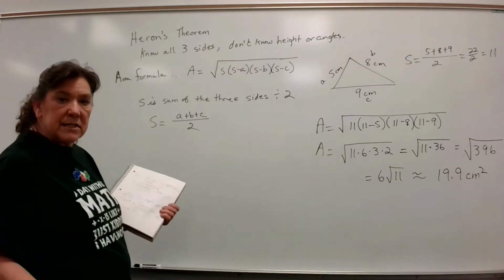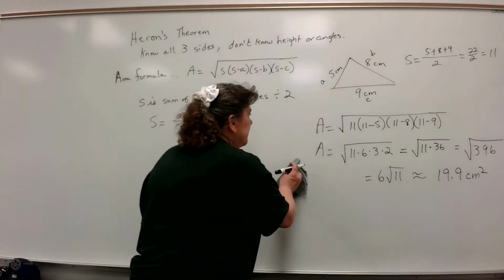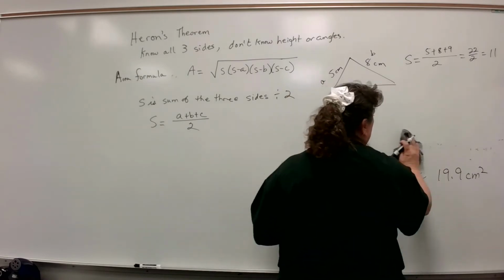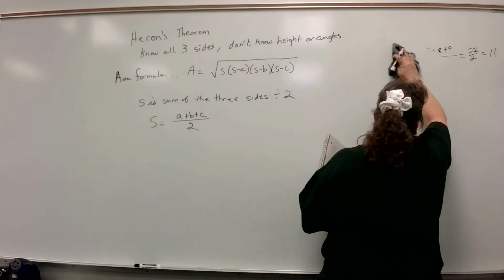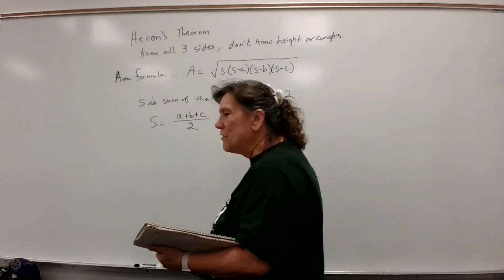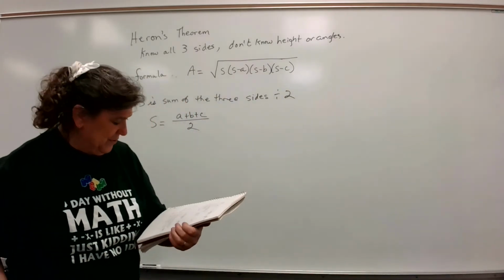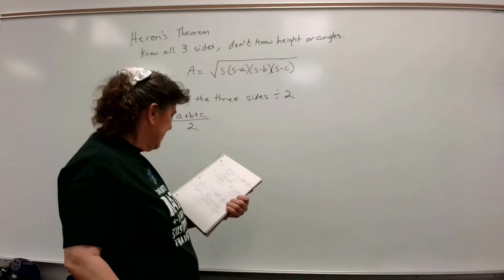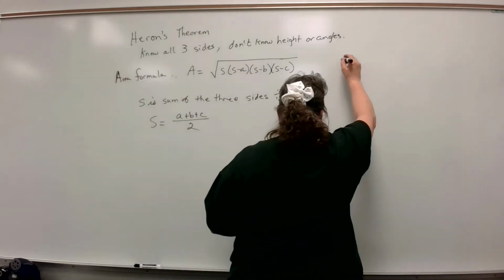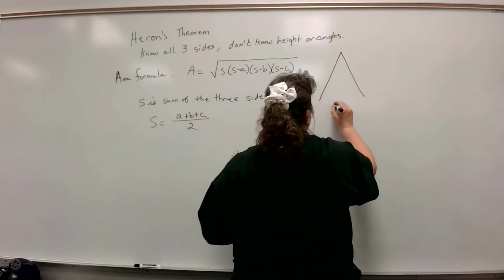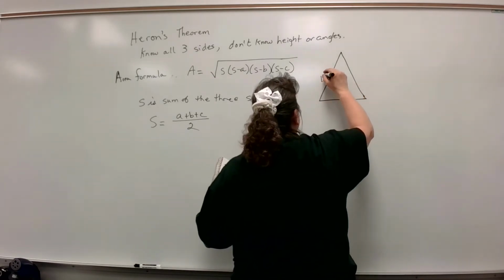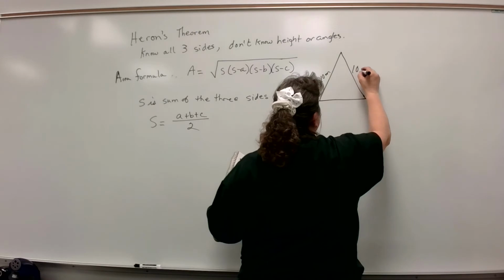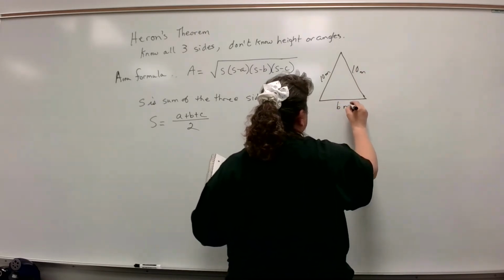Now, let's look at a second example of this. In some ways, I think this is easier than some of the other methods we have used. Okay, so let's look at another one. I have an isosceles triangle, and these are 10 meters, 10 meters, and 6 meters.